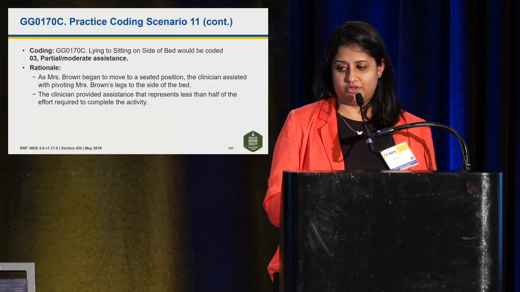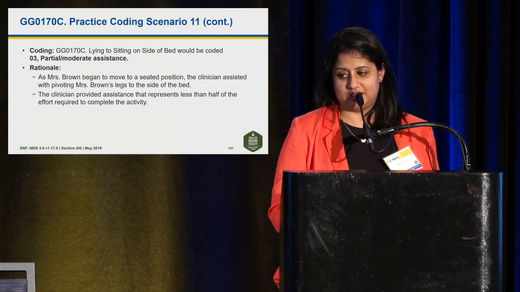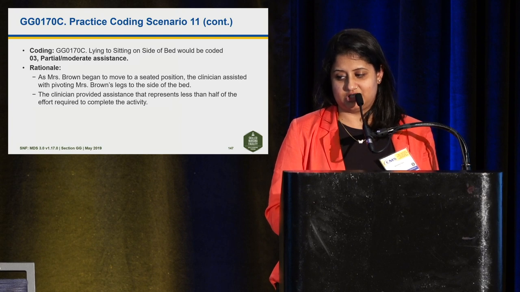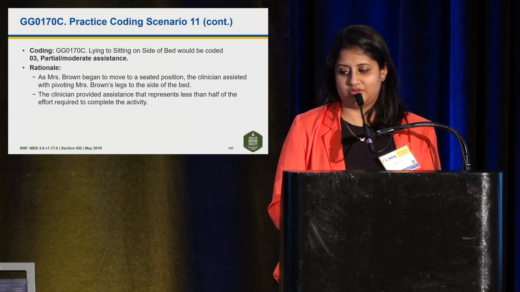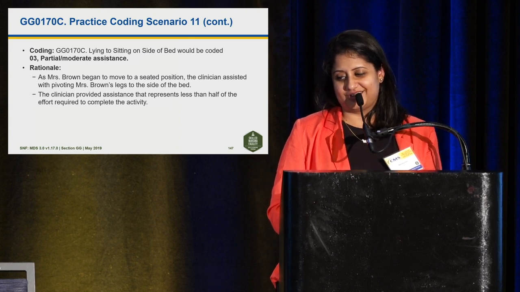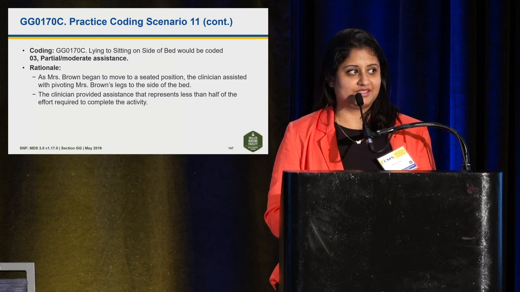All right, so now we'll look at the rationale for that video. So you would code GG0170C03, partial and moderate assistance. And the rationale is that Mrs. Brown began to move to a seated position. As she began to move to a seated position, the clinician assisted with pivoting Mrs. Brown's legs to the side of the bed. The clinician provided assistance that represents less than half of the effort to complete the activity.